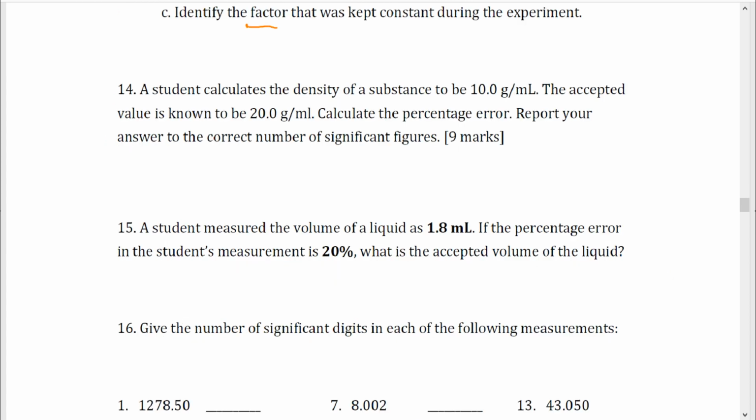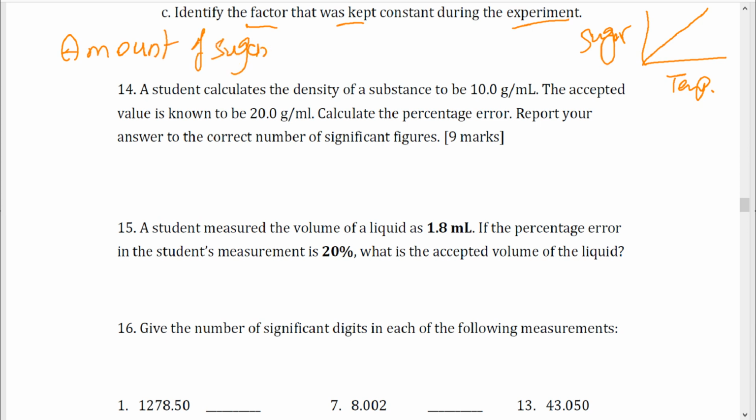Identify the factor that was kept constant during this experiment. In this experiment, we are measuring the effect of temperature on solubility of sugar. And you got a graph like this. You are comparing changing in temperature with the solubility. So you need to keep all other variables constant. For example, amount of sugar. You should not change the amount of sugar when you are repeating the experiment.